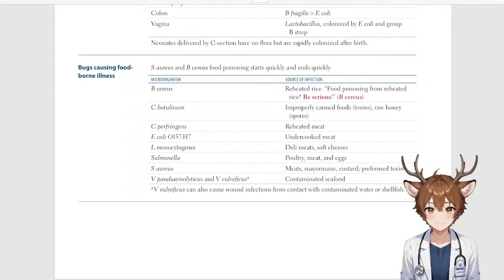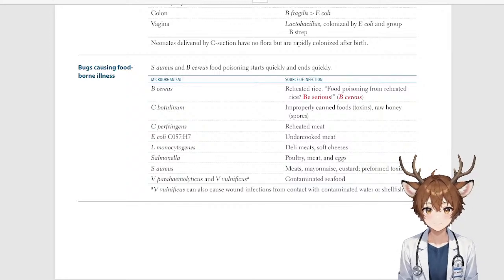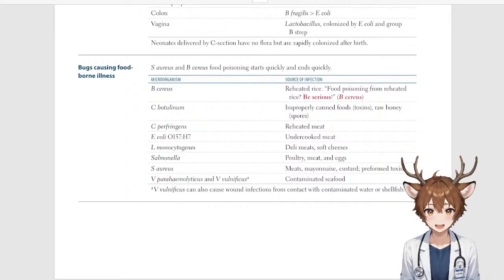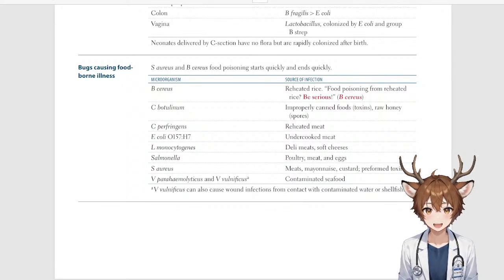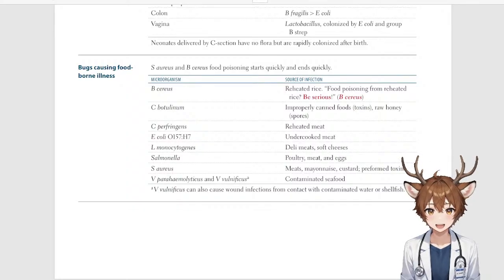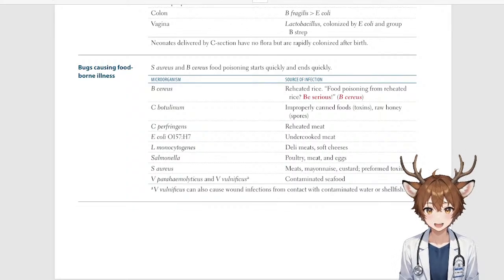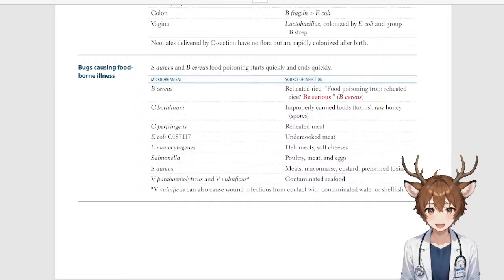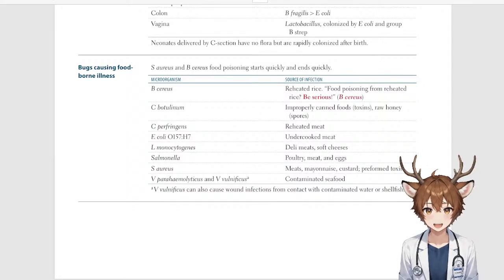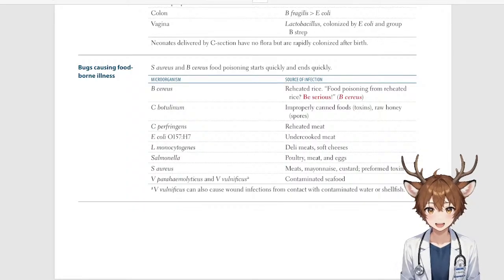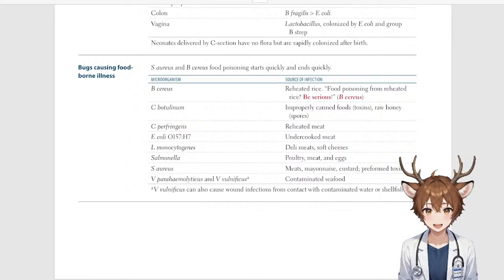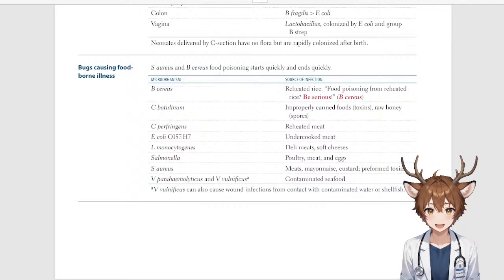Vibrio parahaemolyticus and Vibrio vulnificus, the source would be raw or undercooked seafood. And there's a little note right there that says Vibrio vulnificus predominantly causes wound infection from contact with contaminated water or shellfish. So vulnificus can be spread through food, but it's more likely to be caused by a wound touching contaminated water or shellfish.